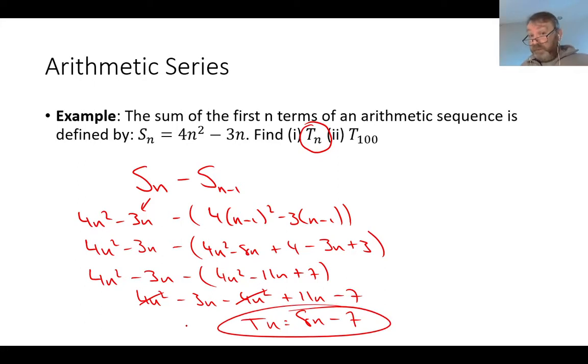So that's just working in terms of algebra. Okay, it's easy to do with numbers, but when you're dealing with algebra, if they ask you T of n, you write down S of n and you take away the modified version of the S of n formula where n becomes n minus 1.